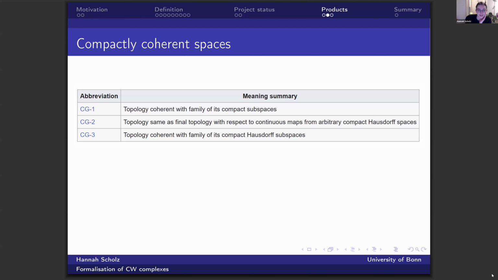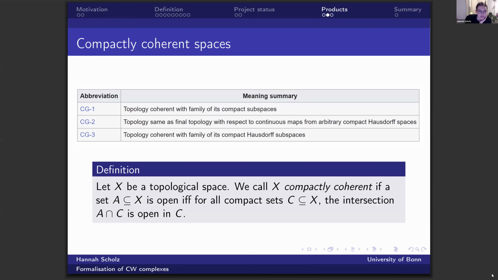And now, of course, I want to tell you what the actual definition is. So what you do is you take a topological space and you say that that space is compactly coherent if a set in it is open if for all compact sets C, the intersection with C is open in C. So this is different. No, this is open in C, not like before.